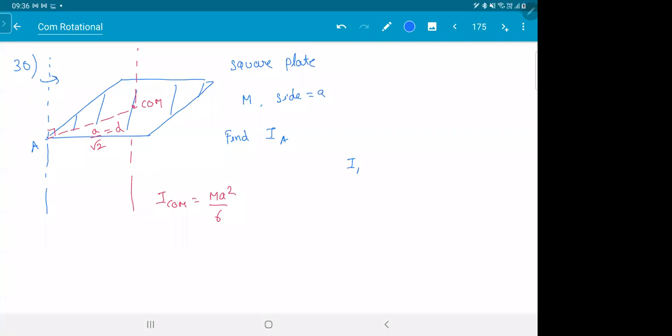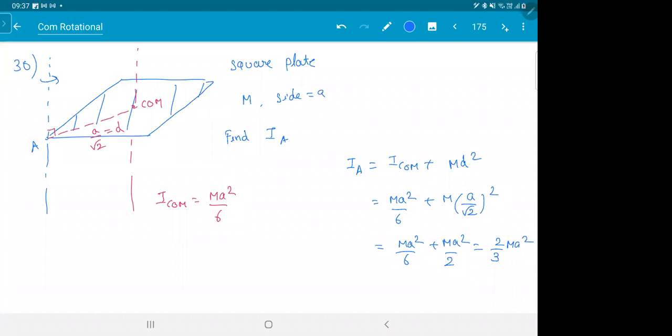So I_A would be I_COM plus MD square. I_COM is MA square by 6, plus M times A by root 2 whole square. That gives 2 by 3 MA square. Check it out. Ask me if there's any confusion here.